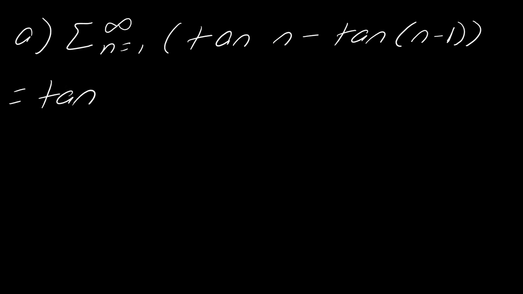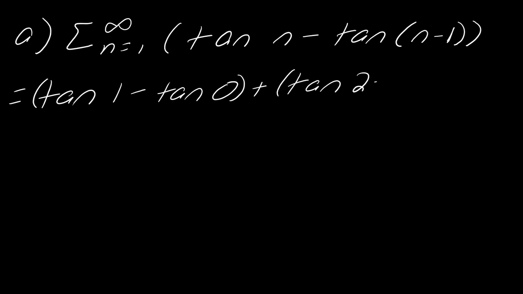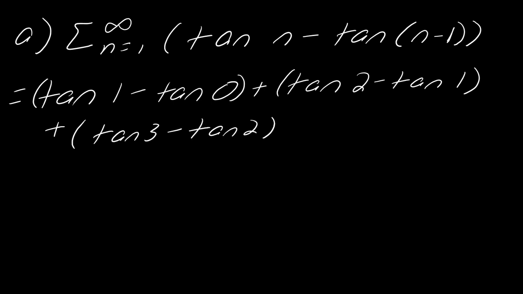So if I just start plugging in numbers, I have tangent of 1 minus tangent of 0, and maybe I'll put parentheses around this. So there's the first term. And then the next one will be tangent of 2 minus tangent of 1. And then the next one will be tangent of 3 minus tangent of 2. Okay, so we can already see a pretty clear pattern establishing itself.